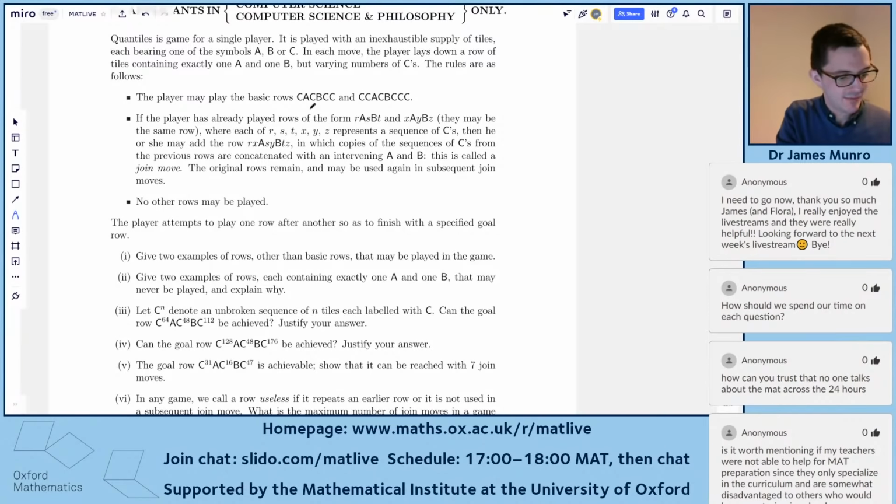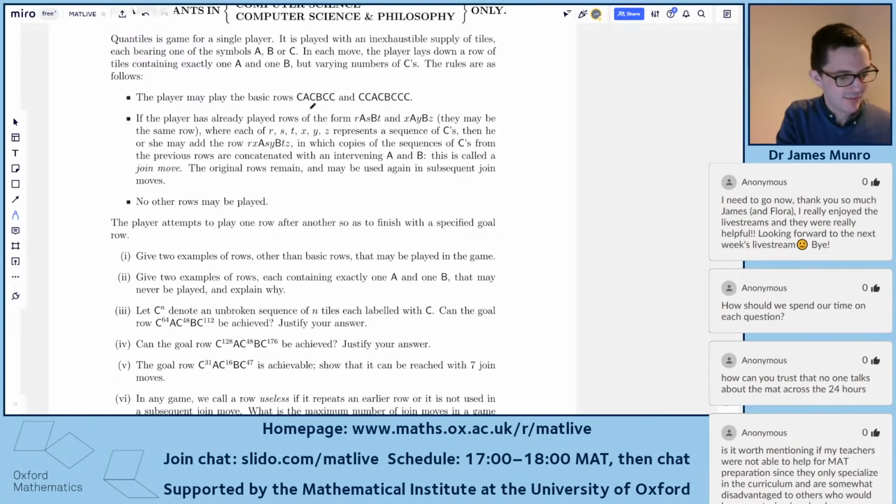Is an infinite row a valid answer? Interesting. I can't remember, I don't know if we would give that a mark. Yeah, fine. Why not? We haven't defined what a row is.